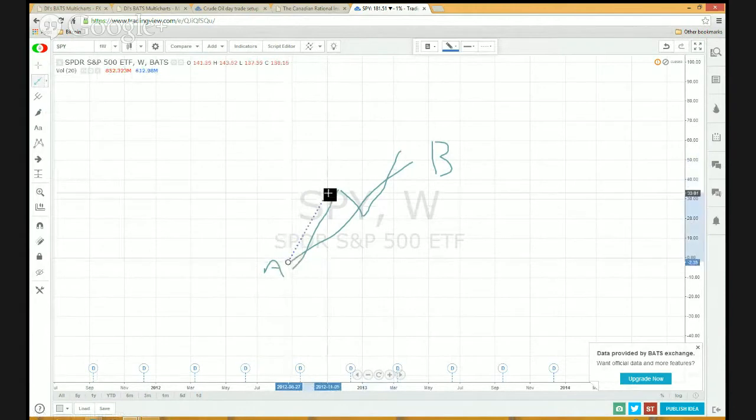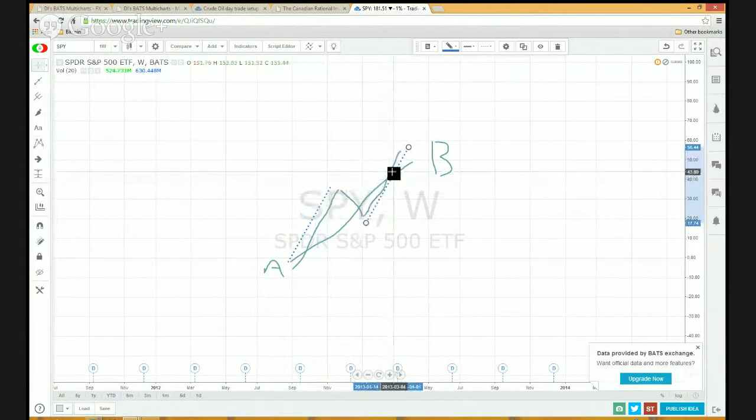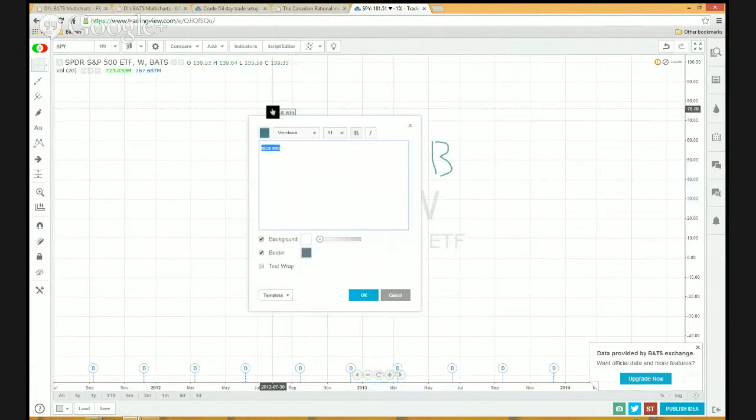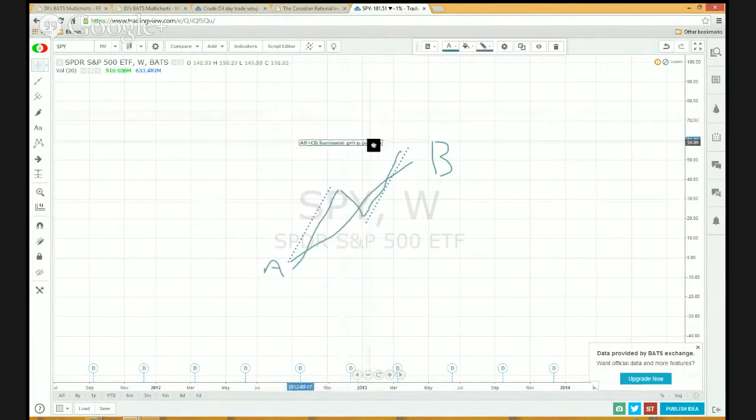So this distance here is the same as this distance here. And so that's basically the principle. The actual name is AB equals CD, harmonic price pattern. So you can Google that at any point in time. And this is just basically how it is.